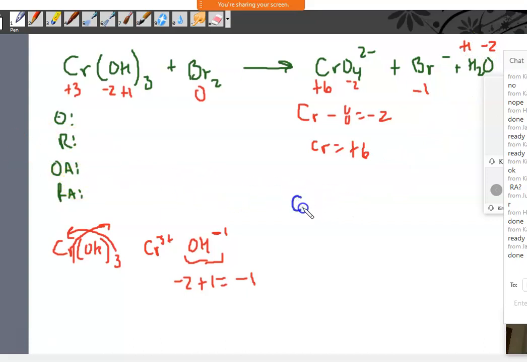So my chromium is going from a 3 plus to a 6 plus. So you guys tell me, is that oxidation or reduction? Just put an O or an R. Oxidation, very good. Good, guys. Yep, Kimberly, Justin, very good. Oxidation. I'm getting less negative, more positive. So the chromium 3 is being oxidized. So I'm going to put here as my answer, CrOH3. All right. So if it's oxidized, which agent is it? Is it the OA or is it the RA? The RA. Good. You guys got it.